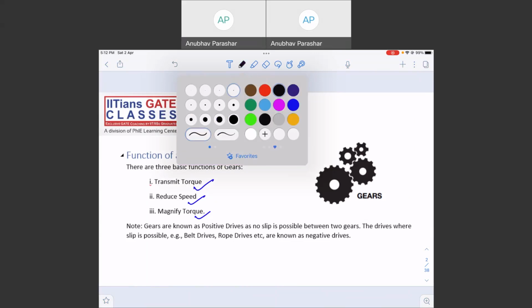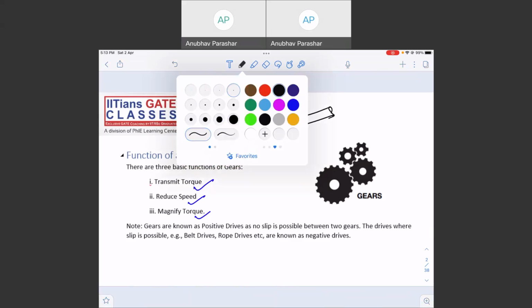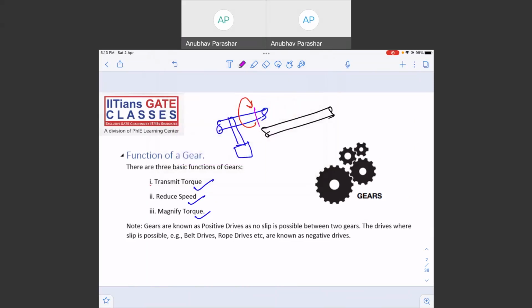Now you need to transfer this power to another shaft which is parallel to this shaft, or even if it is non-parallel, right? So what we can do is connect a gear system. We can use a gear system here to connect these two shafts. So what we have done, we have transmitted the torque from one shaft to the other.